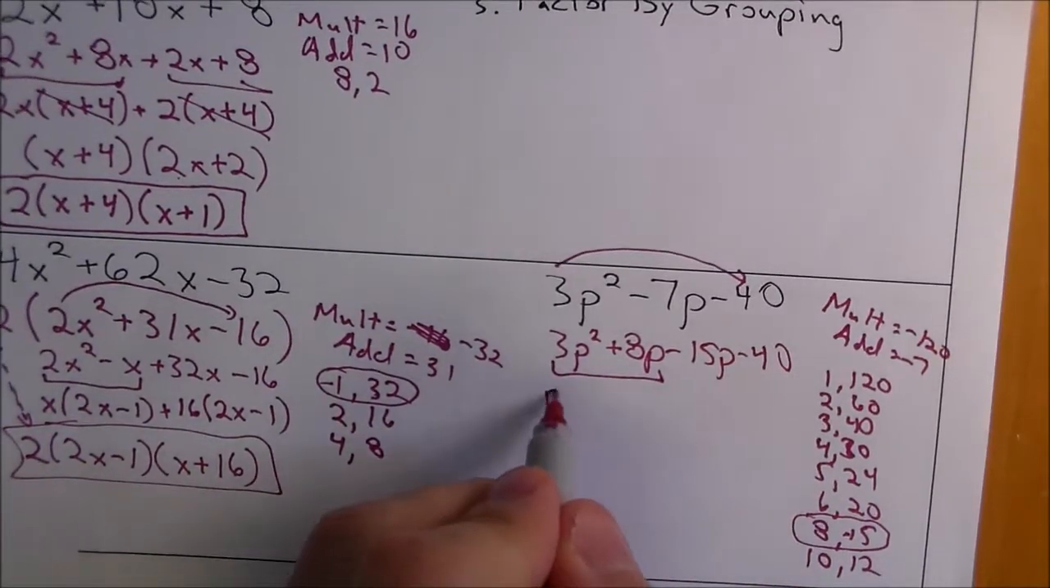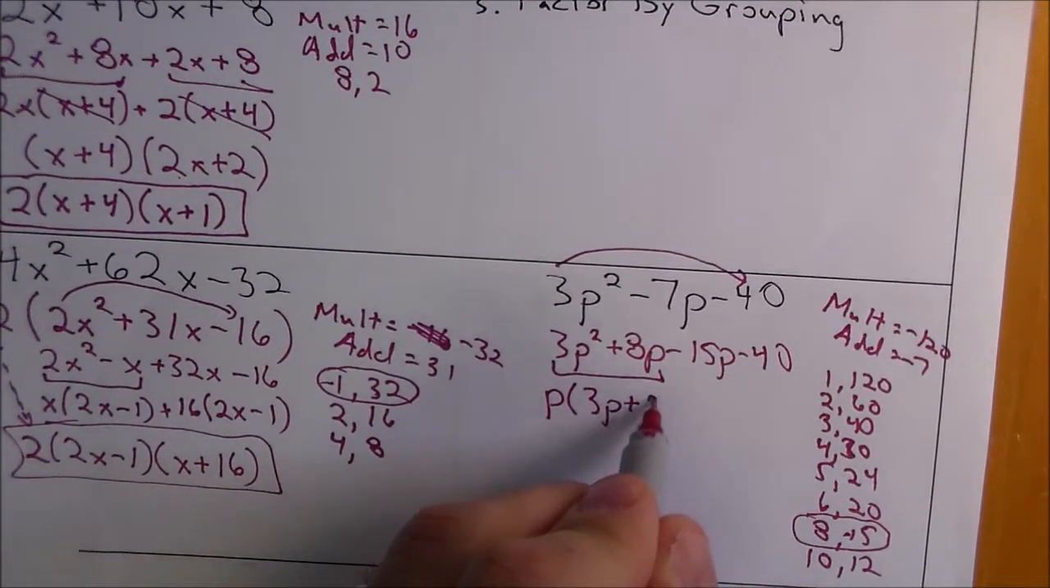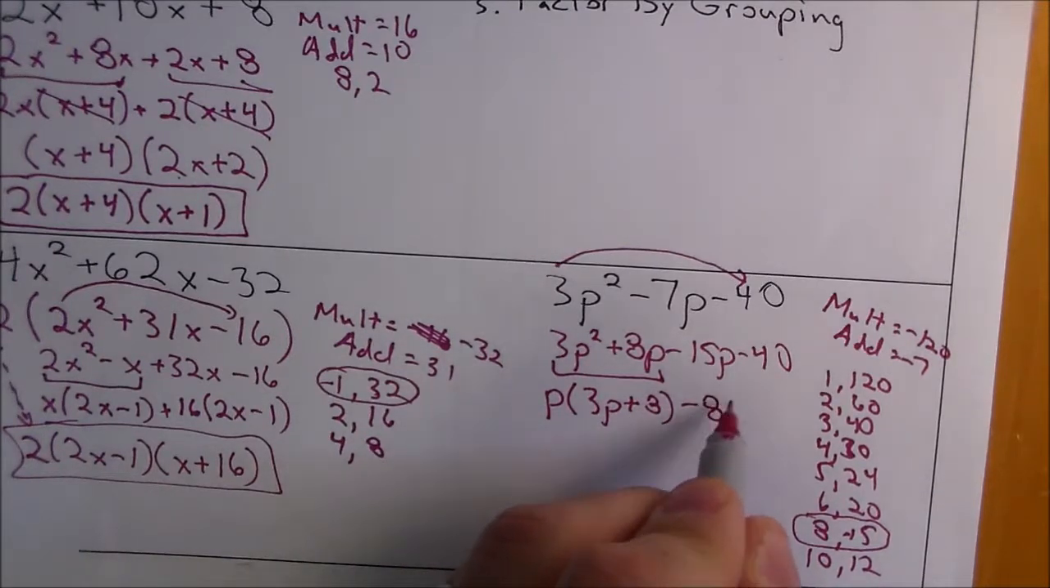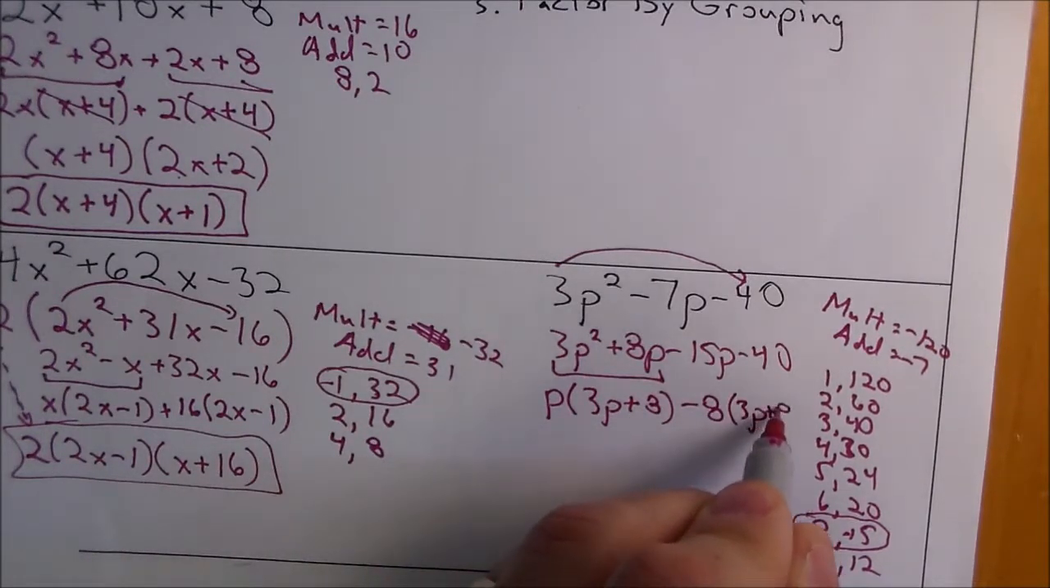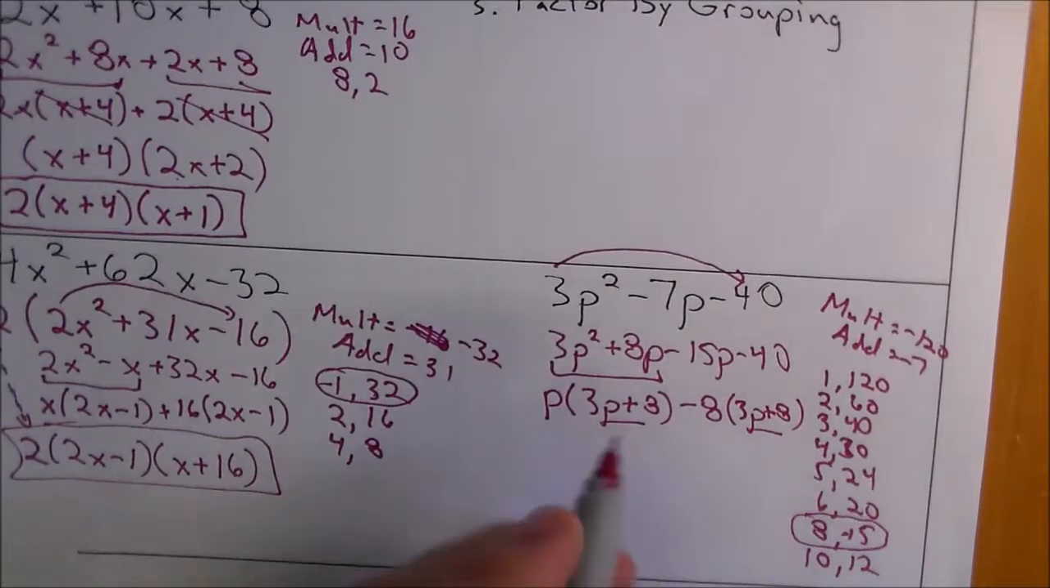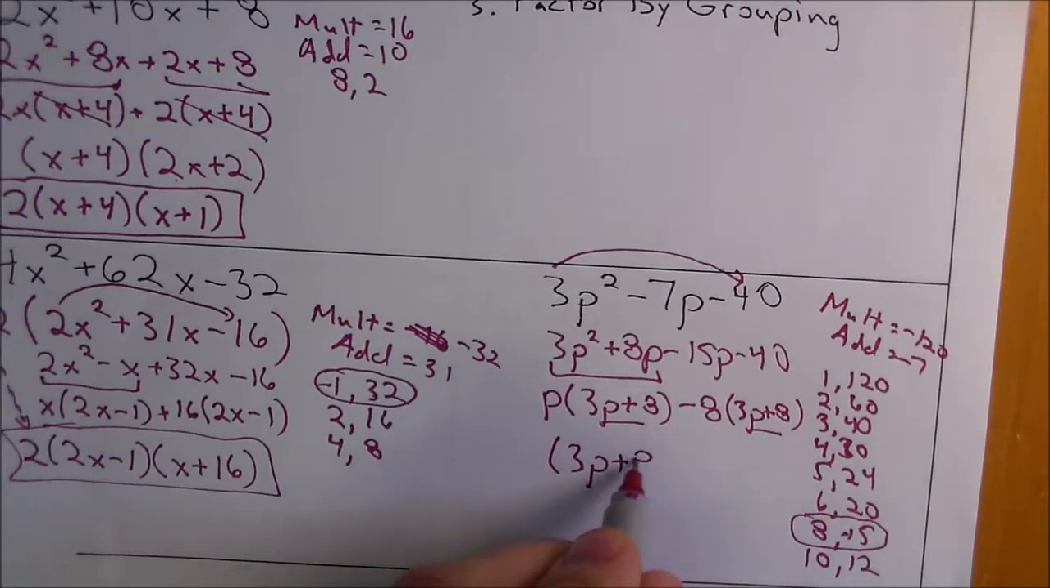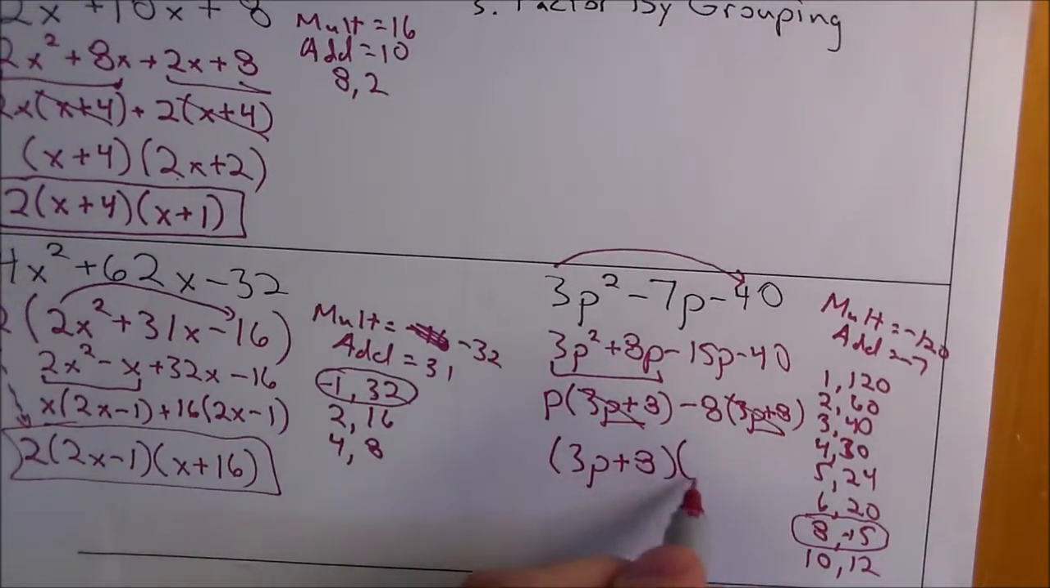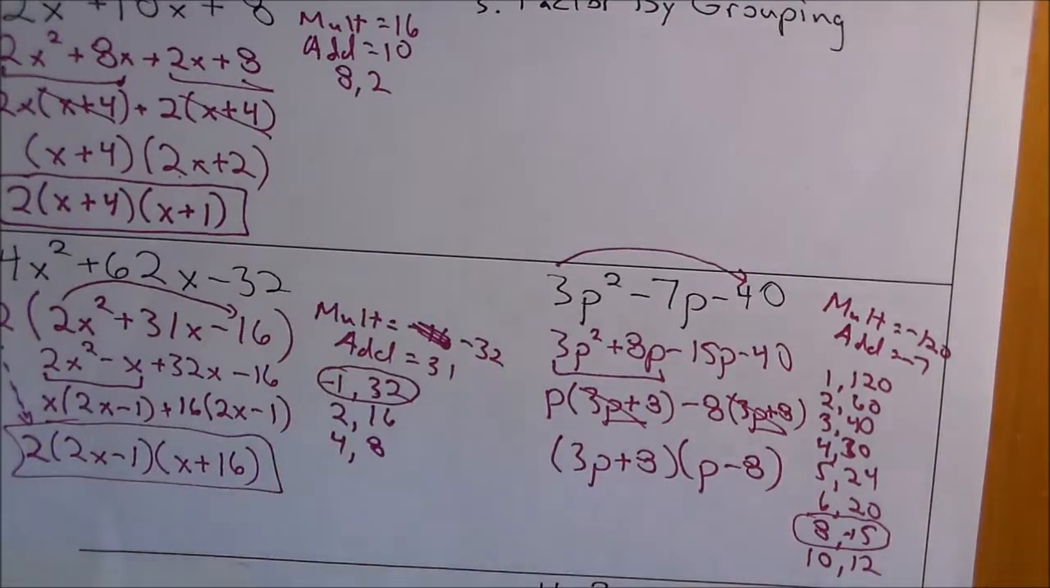The first two terms I can factor out a p, leaves me with 3p plus 8. The next two I'm going to factor out a negative 8, leaves me with 3p plus 8. They both have 3p plus 8. That factors out. P minus 8 is the leftover term.